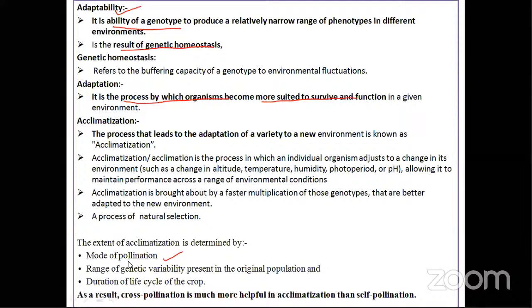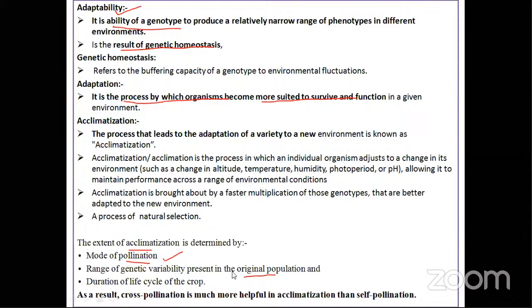So what the plant will do at that time is try to shift the pollination mechanism. This is a process of acclimatization. So it may change from cross pollination somewhat towards self pollination. That is an example of how the method of pollination changes. Likewise, the range of variability present in the original population also affects the rate of acclimatization. If a wide range of variability is present, some plants may not respond, but some plants will eventually respond after some time.